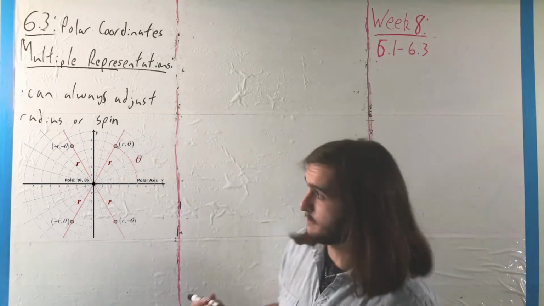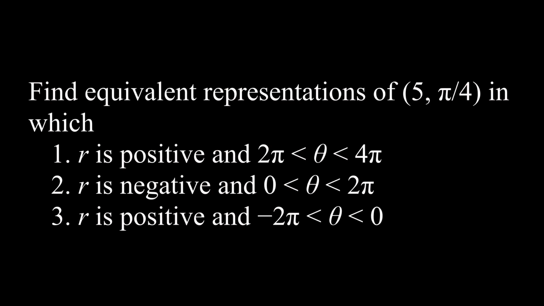So, for example, we can find equivalent representations of the point 5, pi over 4, in which we have a positive radius and a rotation, that is angle theta, between 2 pi and 4 pi, or we can make the radius negative but still keep our rotation between 0 and 2 pi, or we can keep it positive and then take a negative rotation between negative 2 pi and 0.